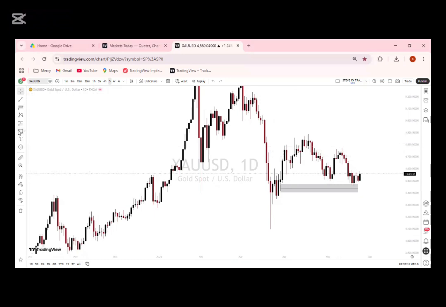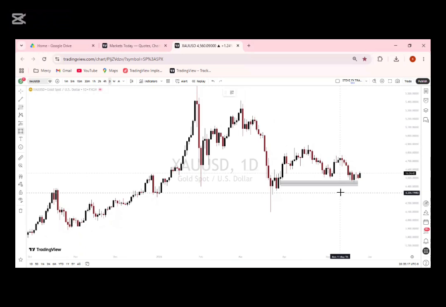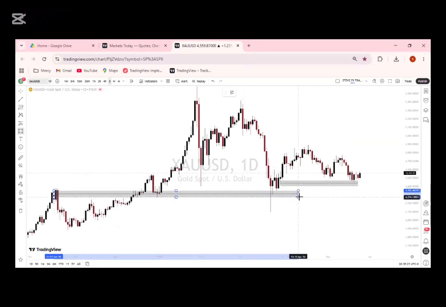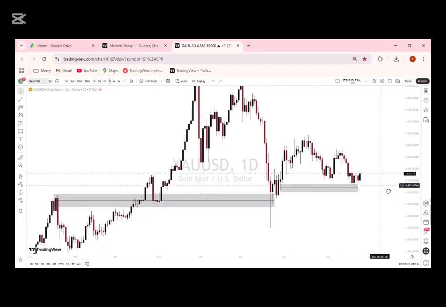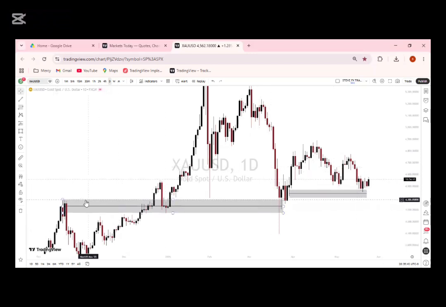If we look at gold from here, we notice that the overall trend has been very bullish, and then we saw this current pullback. The market is reacting on this particular zone, which is a support. This key level is a support holding the market from going down further.